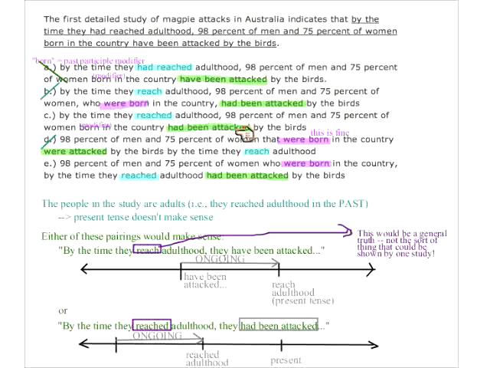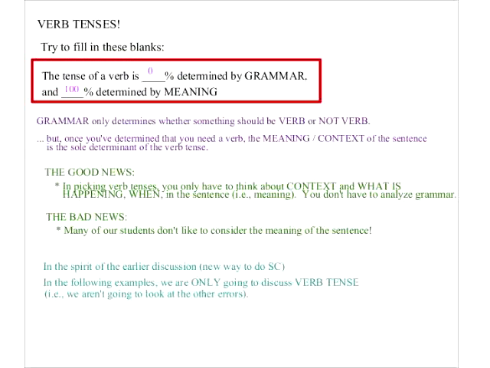Okay, we're about out of time, and by about out of time, I mean actually overtime. But let's do a little bit of review of what we've seen here. Remember that verb tense is always a meaning issue. Good news, bad news.